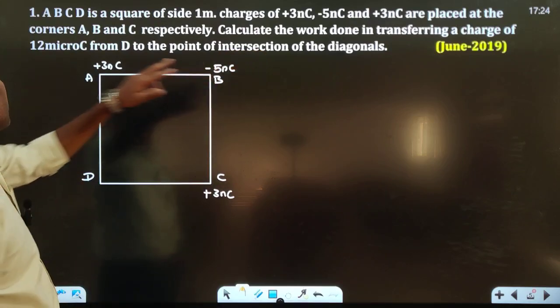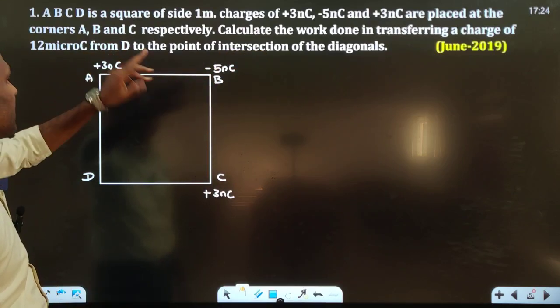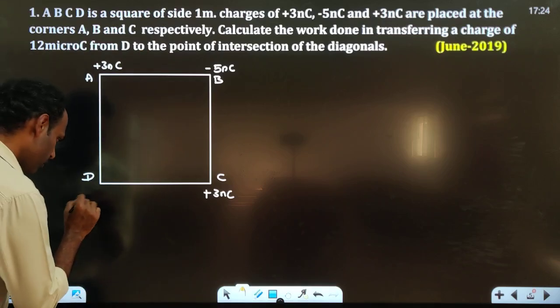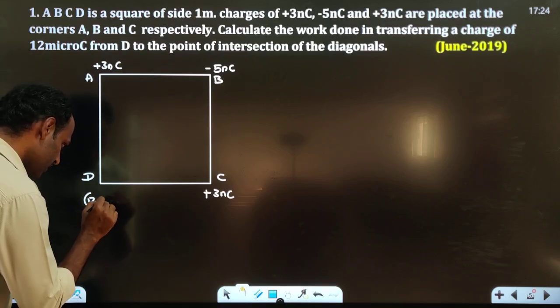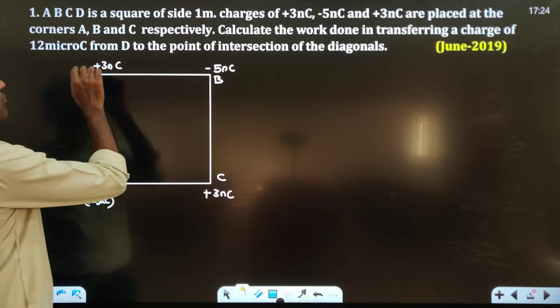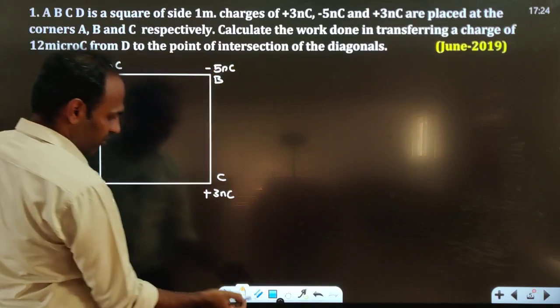Calculate the work done in transferring a charge of 12 microcoulomb from D to the point of intersection of diagonals.